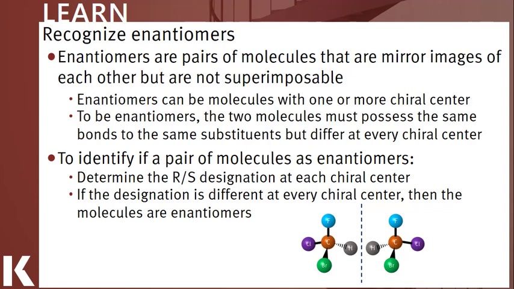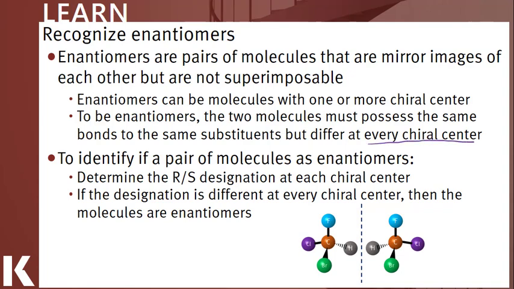Well, we can get even more specific when we talk about pairs of molecules that have chiral carbons in them. We can name them enantiomers or diastereomers. We'll talk about diastereomers in another lesson, but enantiomers can be, as we see with this, a molecule with just one chiral center, or it can have two or more chiral centers. The key to enantiomers, though, is that they must differ at every chiral carbon.